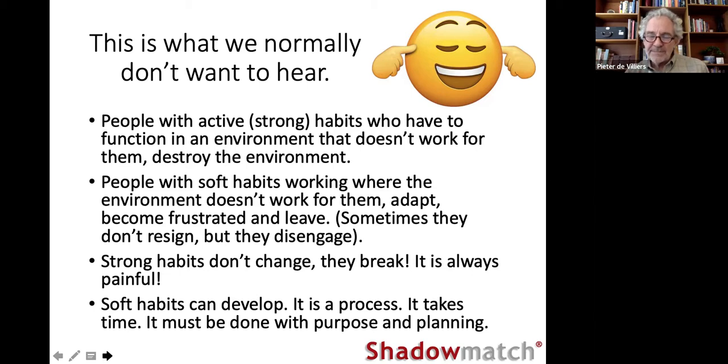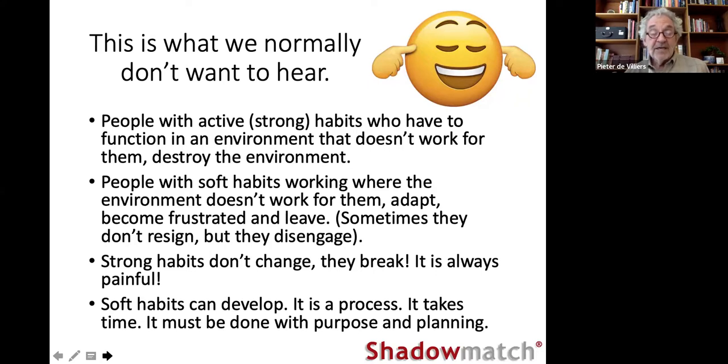And it's always painful. If we want to deal with a person with strong habits, we must have the environment where these habits can function without being threatened or challenged. If we challenge or pose a threat to someone with strong habits, be very careful. They will brace themselves and they will break the environment. And they can do it. Those habits do not listen to reason.